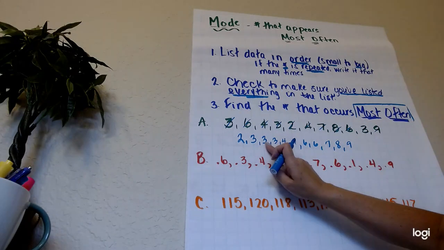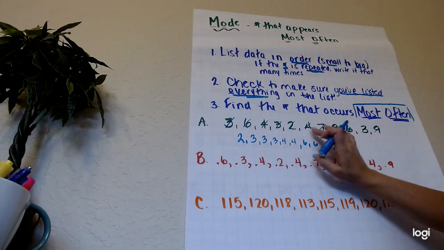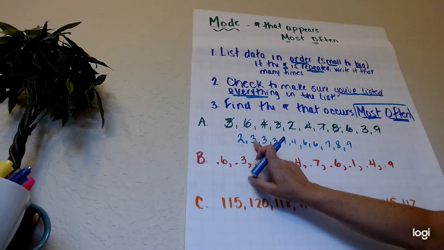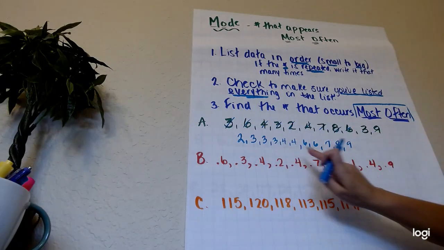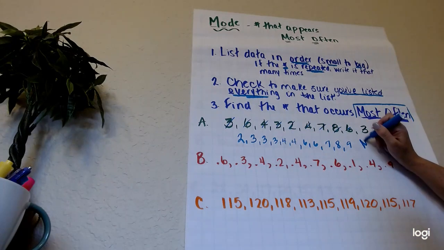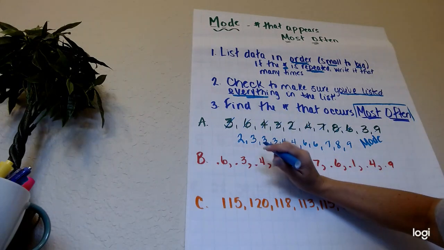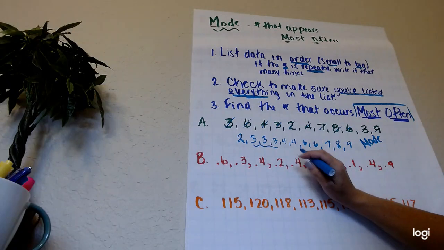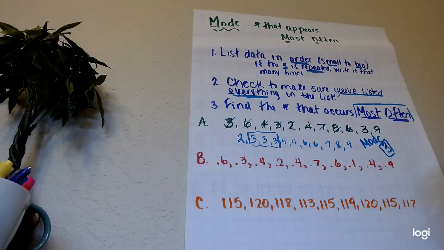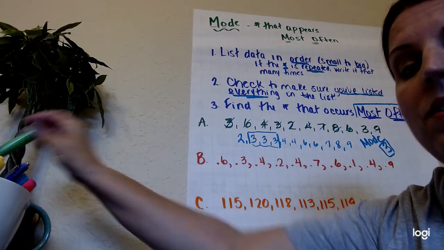Now I have 1, 2, 3, 4, 5, 6, 7, 8, 9, 10, 11 data points. If you notice, my 3 was listed 3 times, my 4 was listed 2 times, and my 6 was listed 2 times. So now, what is my mode? What number here appears the most often? I have 3 3s, 2 4s, and 2 6s. So my number 3 in this data set is going to be my mode. The 3 occurs the most often in this set of data.